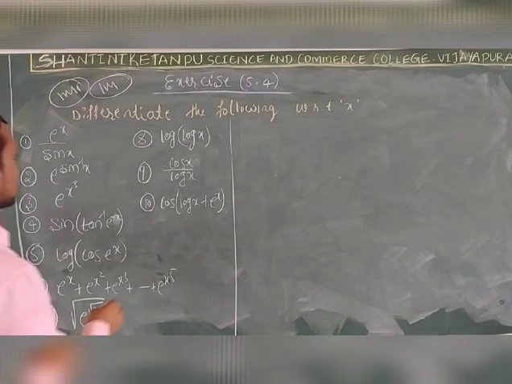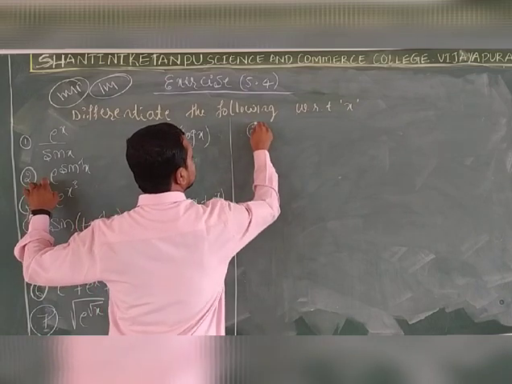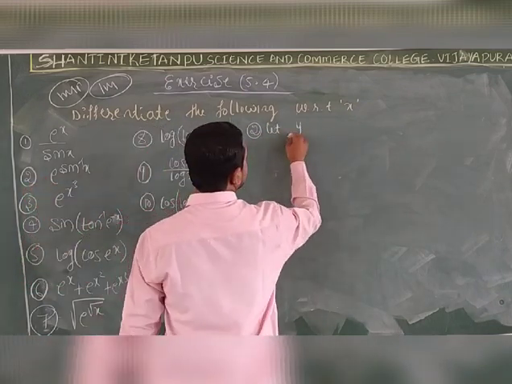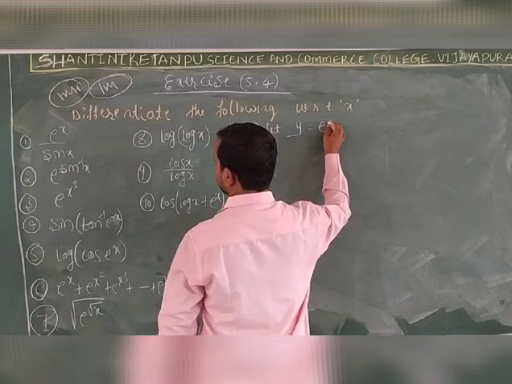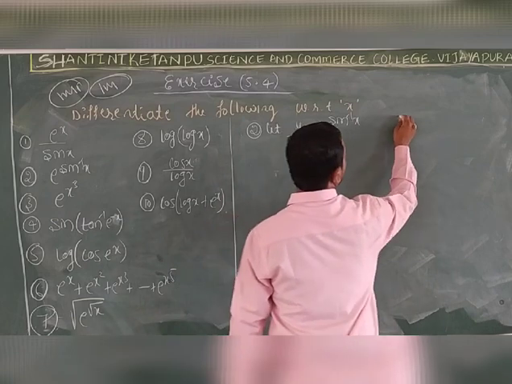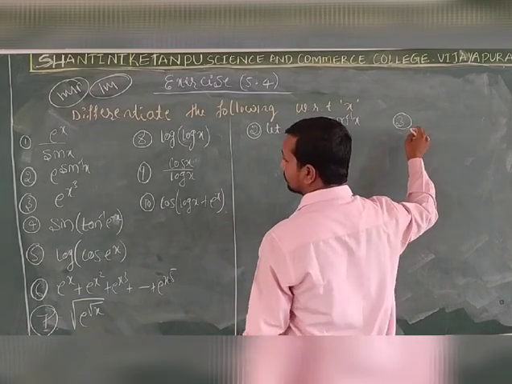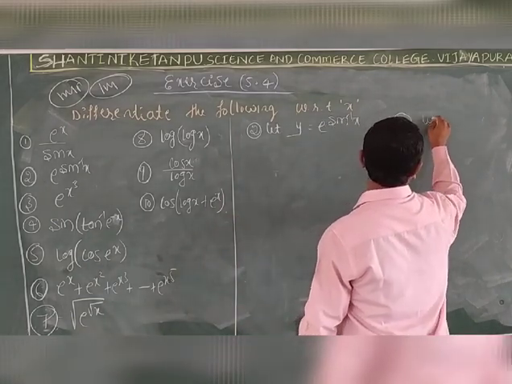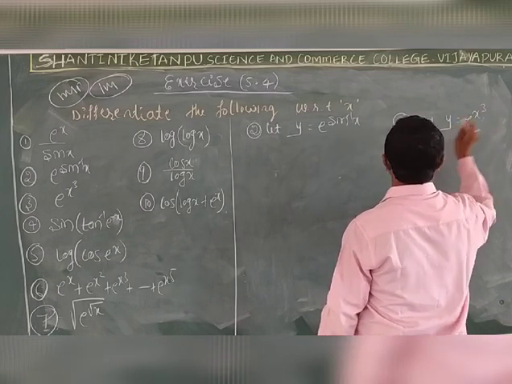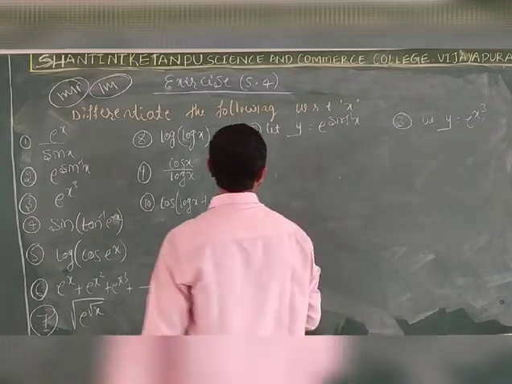So the next one is the second example. Let us consider y is equal to e raised to sin inverse of x. And the third one, let's consider y equal to e raised to x whole cube.